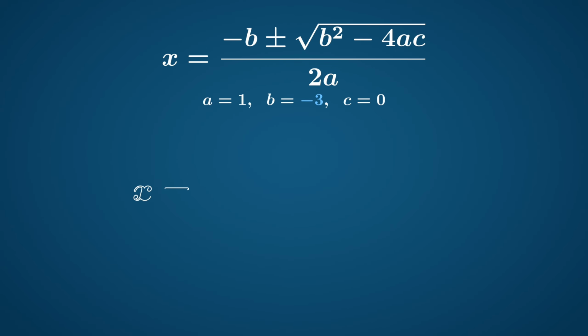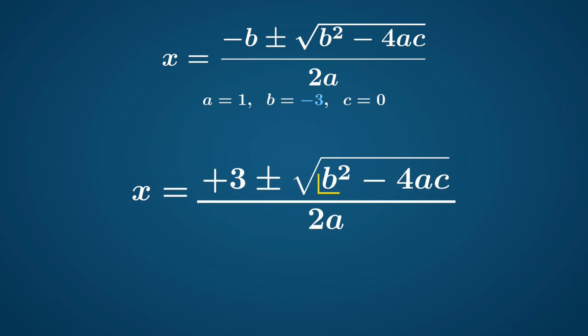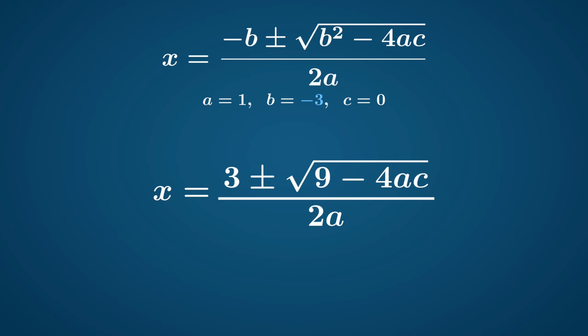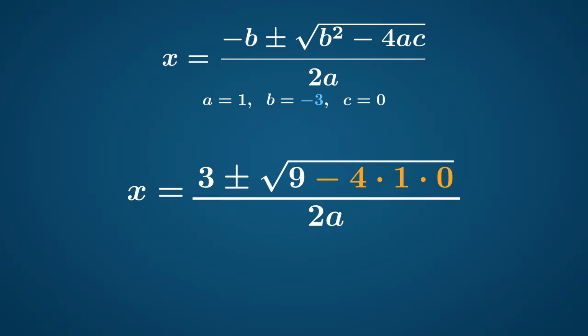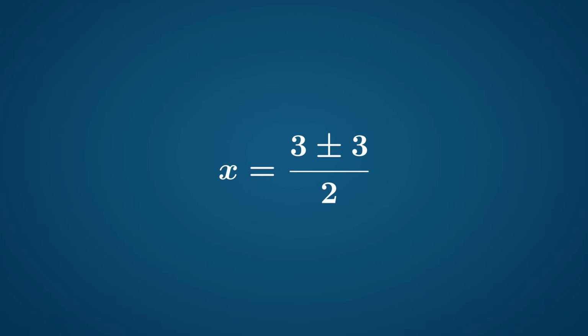Plugging in our numbers, negative b is the negative of negative 3, which is positive 3. Under the square root, b squared is negative 3 squared, which is 9. Then we subtract 4 times 1 times 0. Since we are multiplying by 0, that whole part just becomes 0. So we just have the square root of 9 inside. On the bottom, 2 times 1 is 2. The square root of 9 is 3.